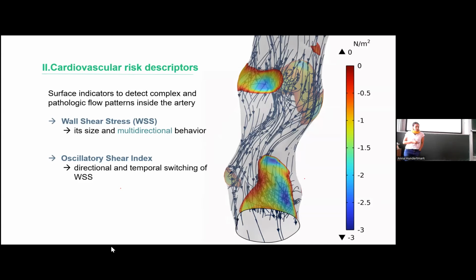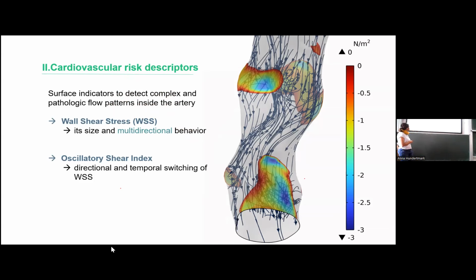Now I come to the second part, which is the evaluation of the cardiovascular risk descriptors. These are surface indicators for detecting complex pathological flow inside the artery. So what is inside the artery? We try to evaluate it on the surface.